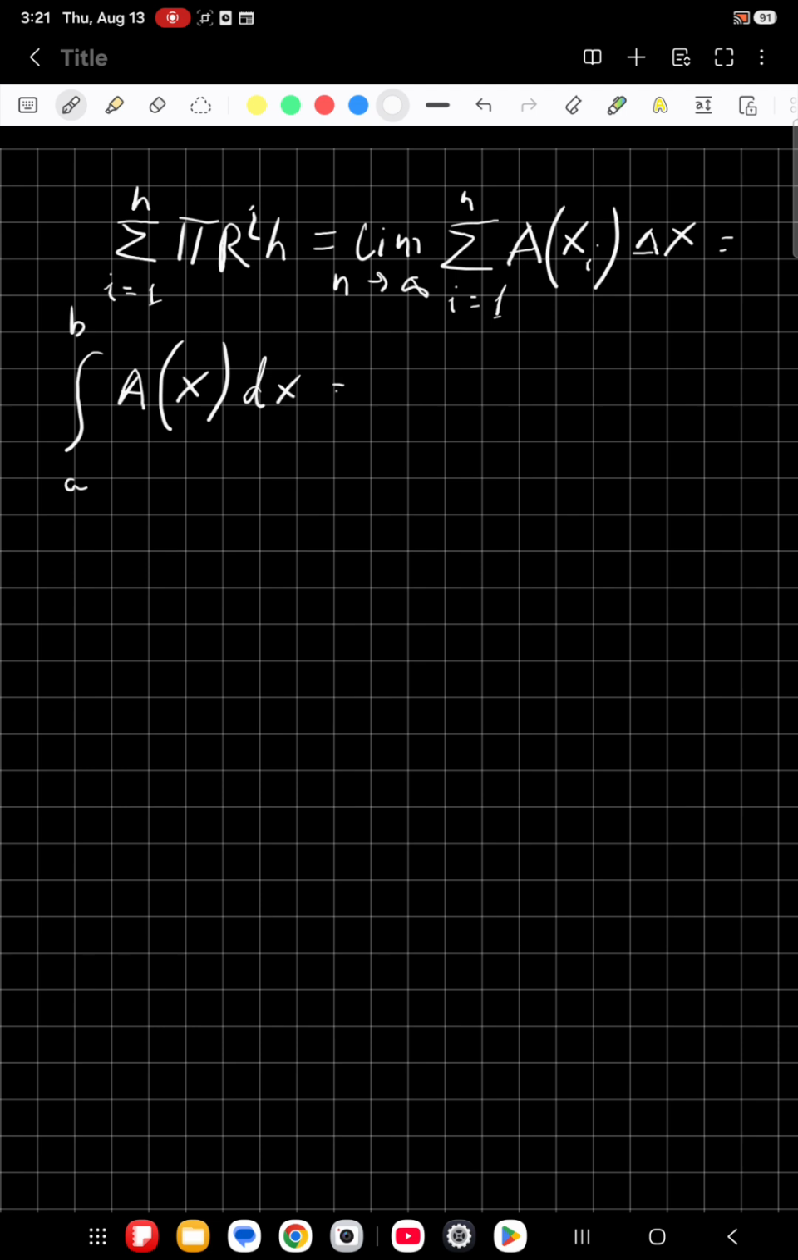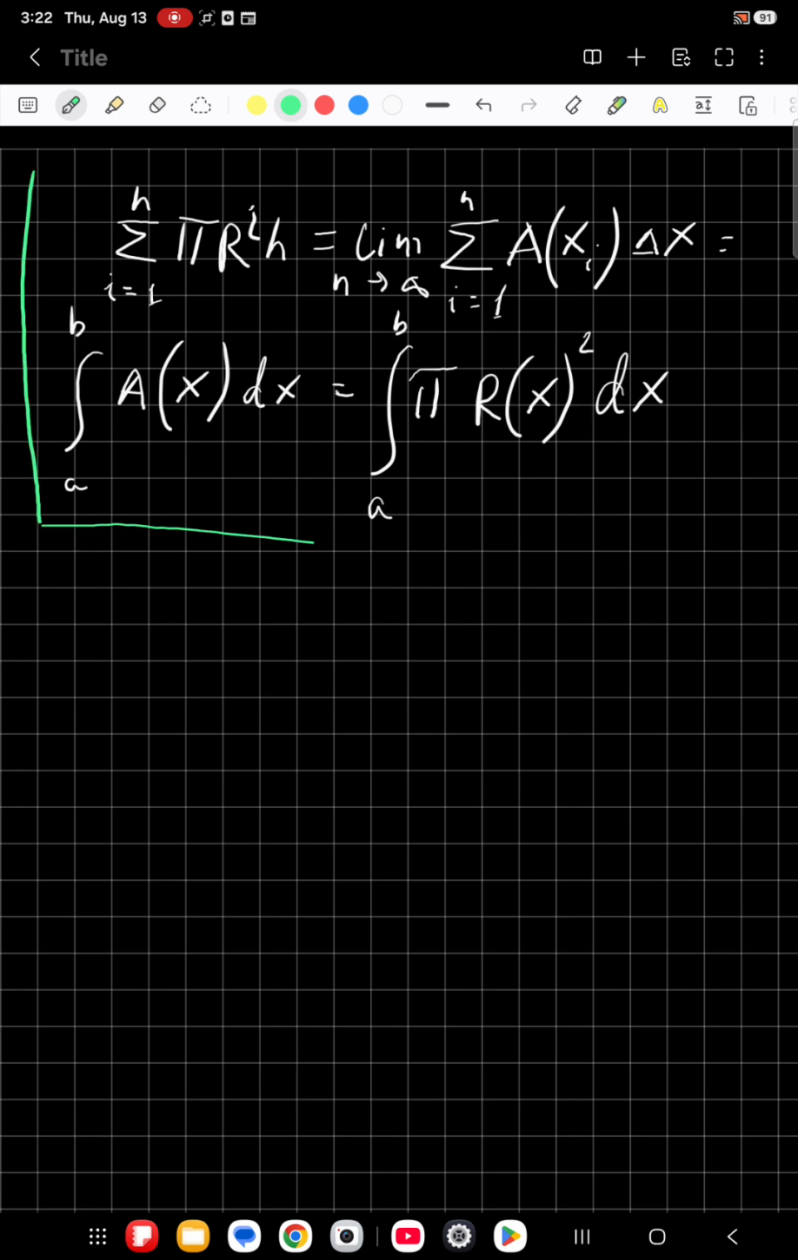Okay, and of course area is that radius squared times pi. So finally, the formula for calculating those volumes will look like this. We'll have pi, which is a constant, so we can take it outside. Then I have the function according to which the radius changes, r squared dx. All right, so that's the formula for calculating volume using the disk method.